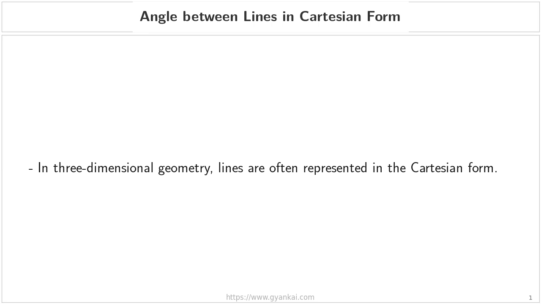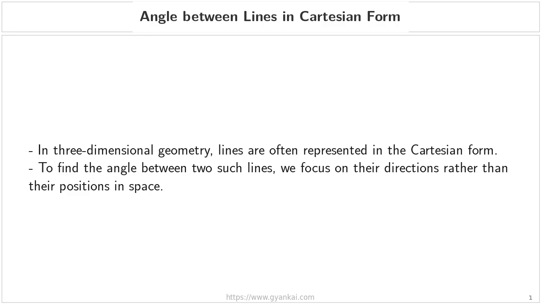Welcome, everyone. Today, we are going to explore a fundamental concept in three-dimensional geometry: finding the angle between two lines when they are presented in their Cartesian form. Now, when we move from 2D to 3D space, lines aren't just simple slopes on a flat plane. They are represented by more complex Cartesian equations.